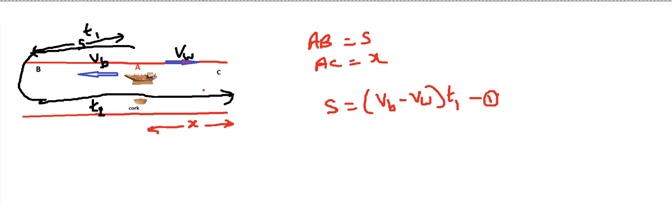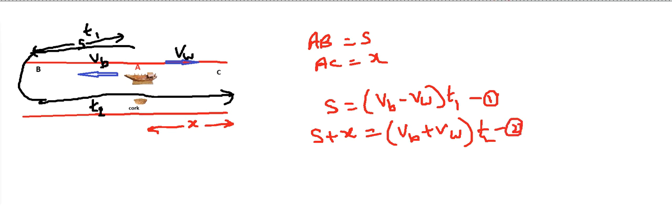Now for the downstream, that is the total BC, the boat covers from B to C, again to meet the cork. Therefore S plus X is equal to, because BC is nothing but BA plus AC, BA is S, AC is X. Downstream, so (Vb plus Vw) into T2. Let us call it equation 2.